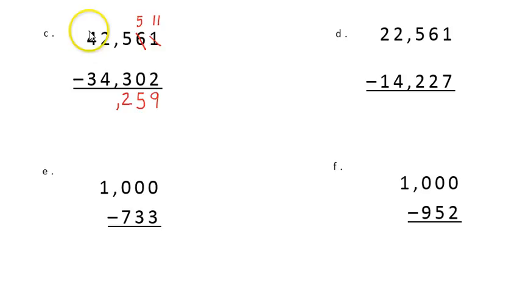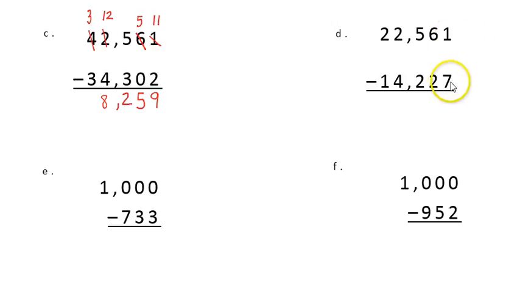I'm going to take a group of 10,000 away from my 10,000s column, which leaves 3 groups of 10,000. When I combine the 10,000 with the 2,000 I originally had, that gives me 12,000. Now I can do the subtraction. 12,000 minus 4,000 is 8,000. And 30,000 minus 30,000 is 0, so we'll just leave that empty there. So my final answer is 8,259.